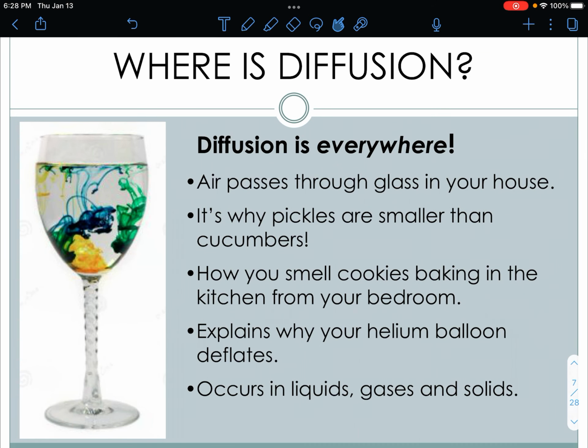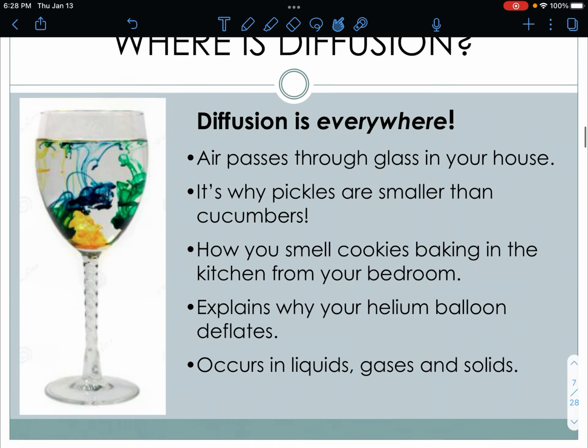On this slide, we just have some examples of diffusion. Best example I like to give of diffusion is if you come home from school and you can smell one of your family members cooking dinner, that's an example of diffusion. If you put creamer in your coffee and then you can see the cream move through the coffee, it's also a good example of diffusion.